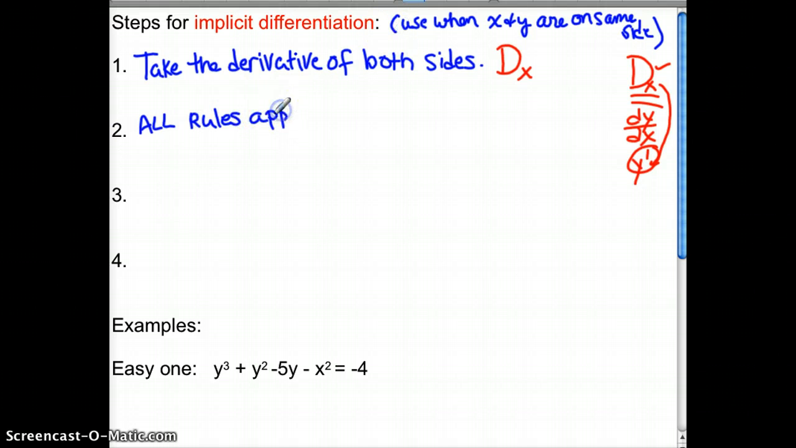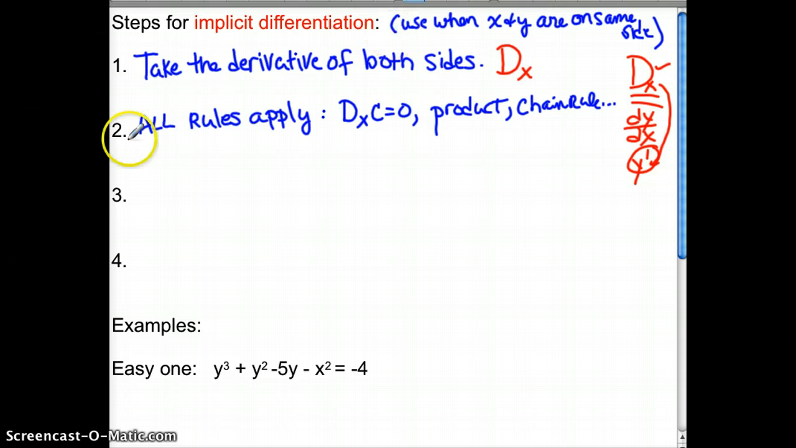What that means is that when you take the derivative of a constant, you're still going to get 0. It means that if you have a product, you're still going to have to use the product rule: the first times the derivative of the second, plus the second times the derivative of the first. If you need to, you might have to apply the chain rule. So any rule that we already have can get applied at step 2.